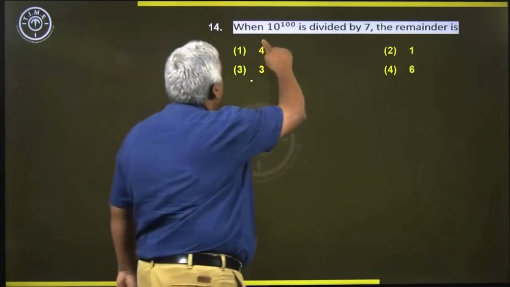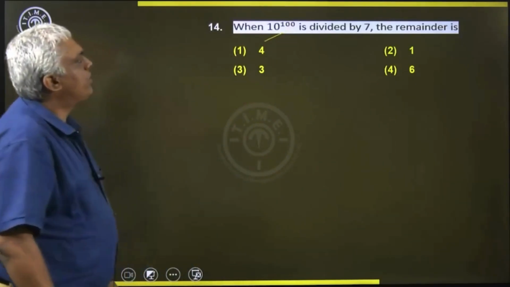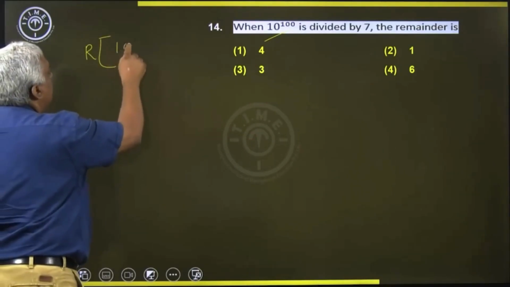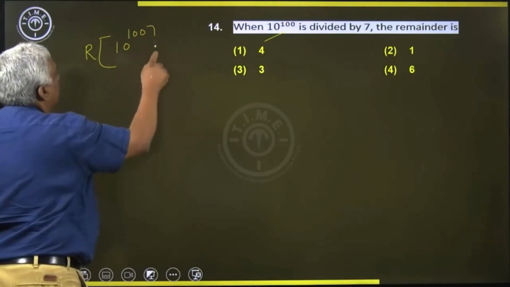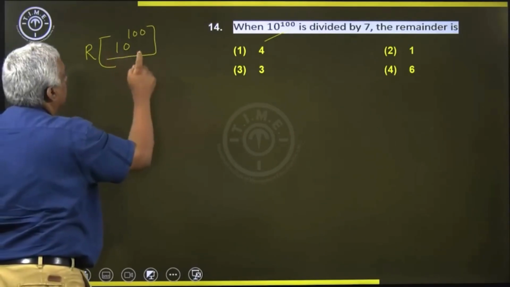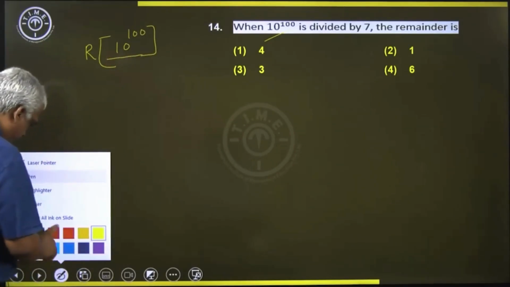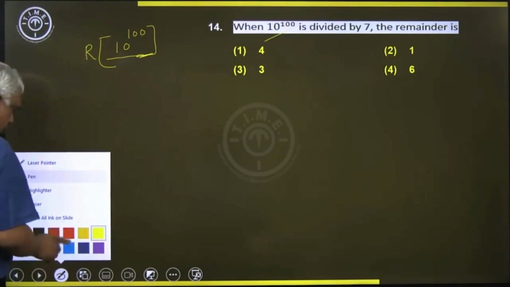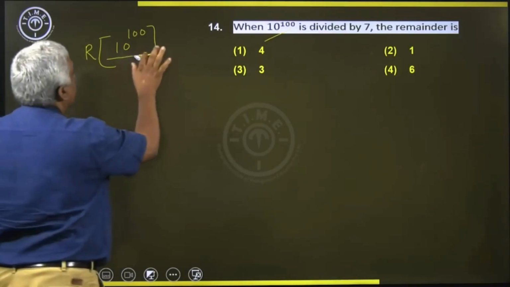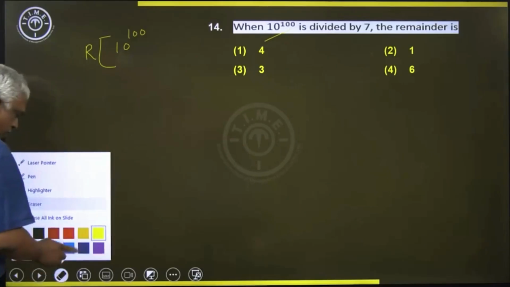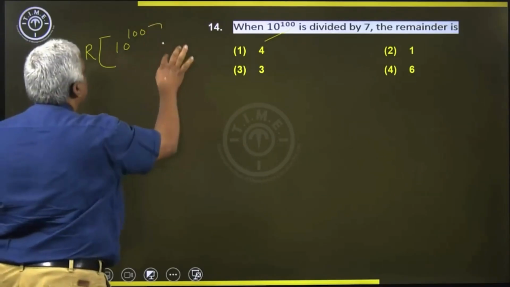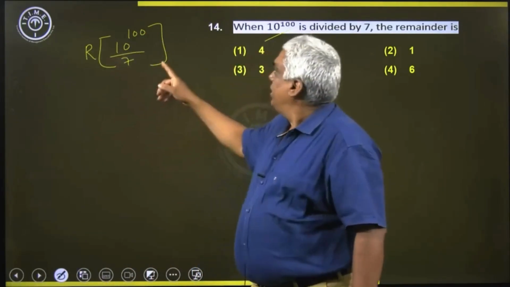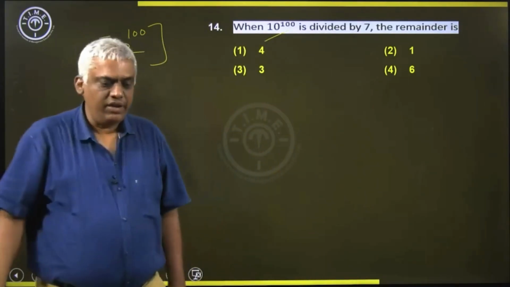When 10 to the power 100 is divided by 7, the remainder is. So basically we have to find the remainder when 10 to the power 100 is divided by 7, right? Now you see 10 is bigger than 7, so let us divide 10 by 7.